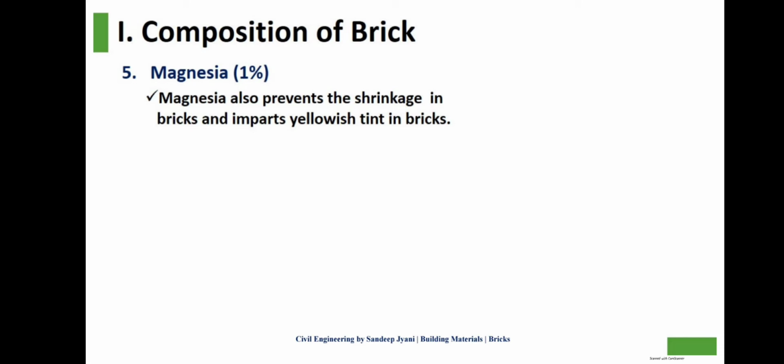Fifth, magnesia 1%. Magnesia also prevents the shrinkage in bricks and imparts yellowish tint in bricks.